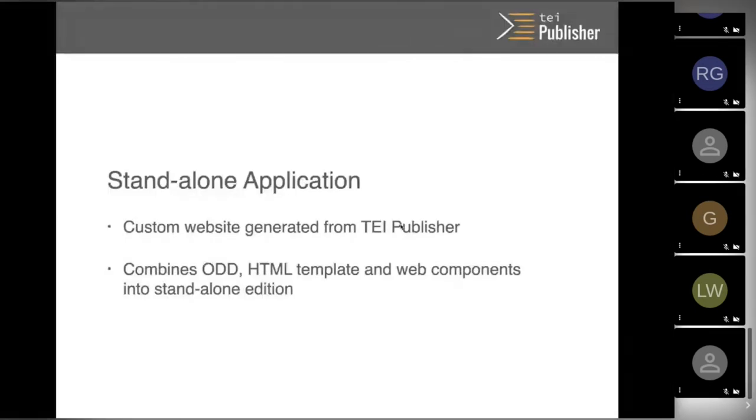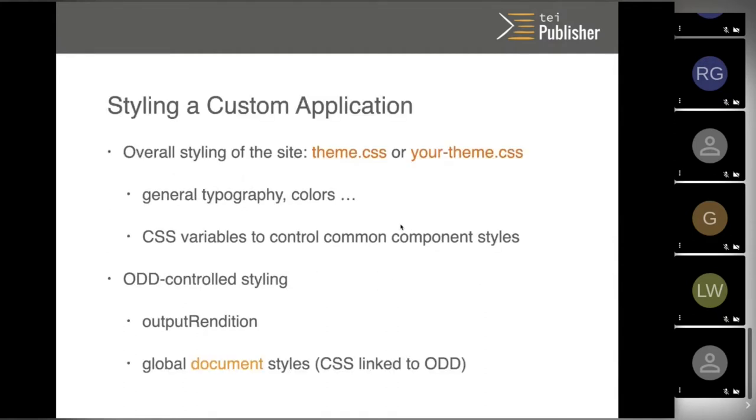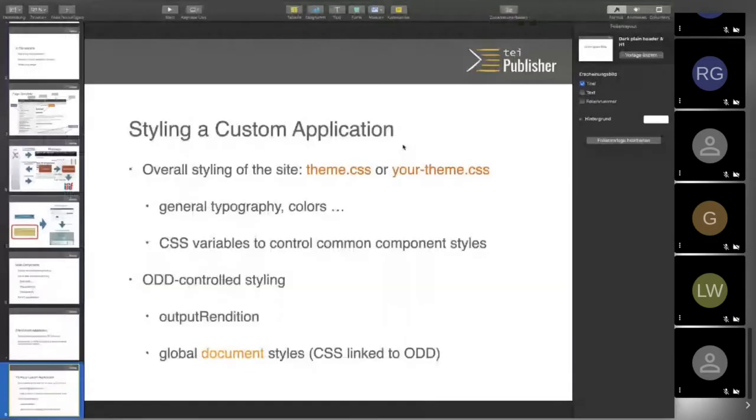So we want to generate a standalone application out of what we have done so far. A standalone application is basically a custom website generated out of TEI Publisher, and it combines a certain ODD with one or more HTML templates which have been prepared, plus web components, and puts all this into a standalone edition which can be passed on to other people or installed on a server. Okay, so let's just do it.